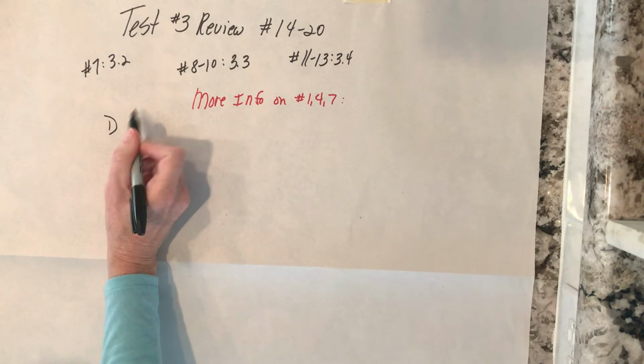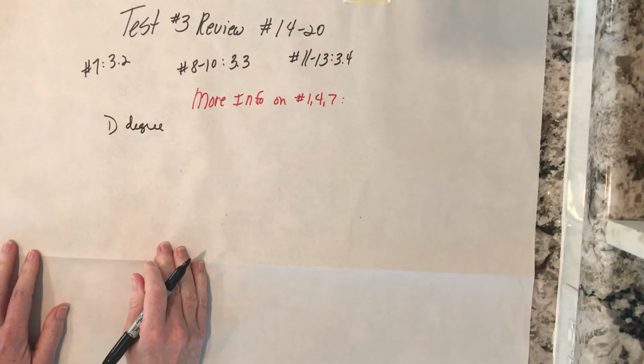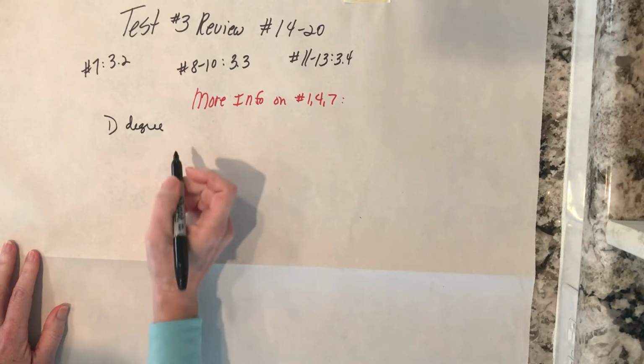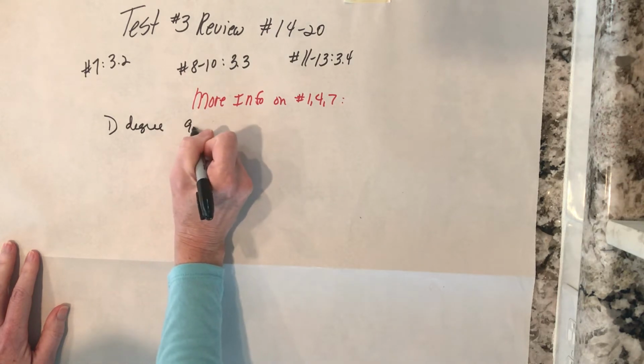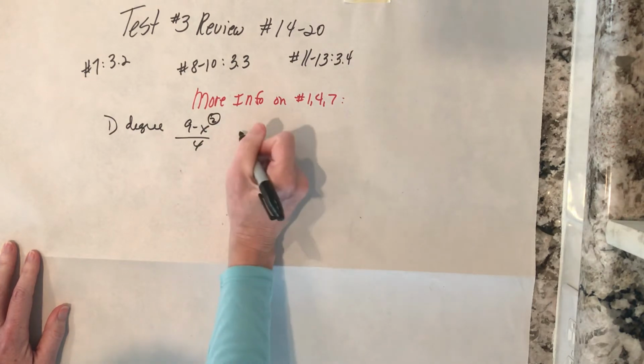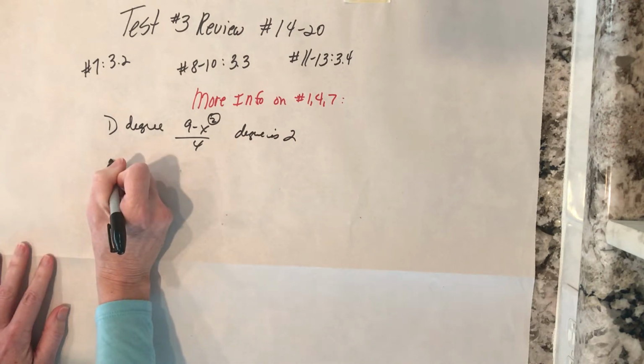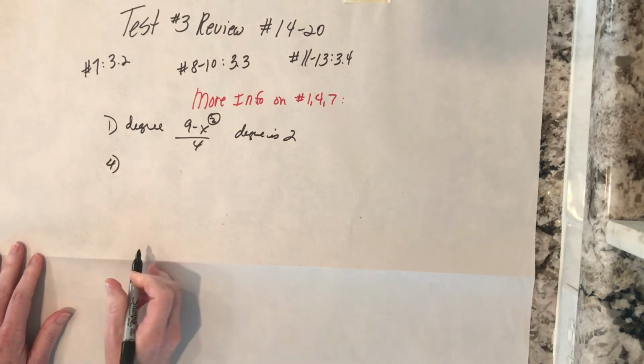Number 1, they're going to ask you the degree in addition to asking you, is it a polynomial function? So the degree is just the highest exponent. In that problem, there's the highest exponent, so the degree is 2. That's all. Number 4 is a little bit messier.